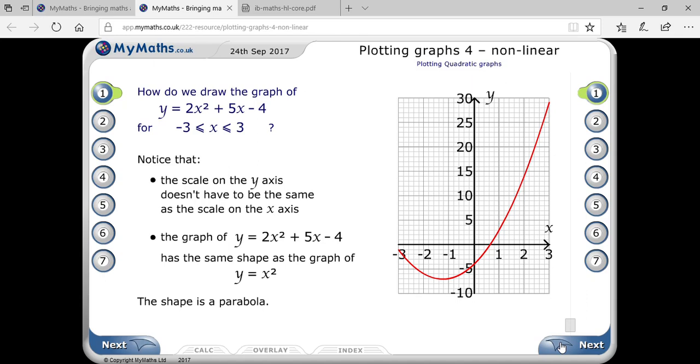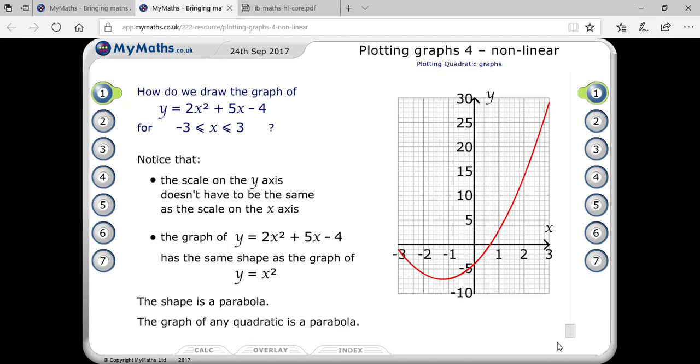Yeah, I'm back. So next, the graph of any quadratic equation will be a parabola. Always remember that one, okay? The graph of any quadratic equation will be parabolic, okay?